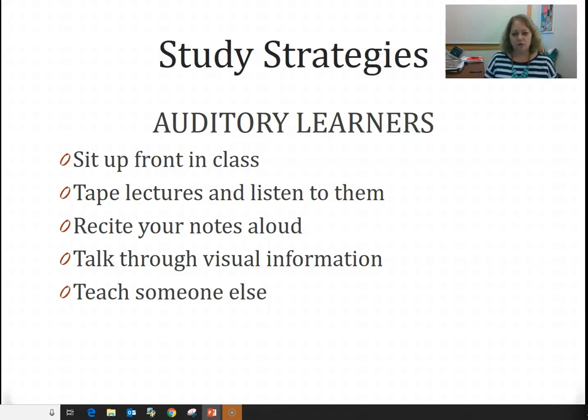Reciting your notes aloud, so reading your notes to yourself so that you, again, can process that information of what it is that you're taking in. Talking through visual information. So instead of, in your textbook, what I used to do is, sweet, there's a chart, I'm skipping it. Nope, you're spending time looking at that information and talking through it, okay? And then teaching someone else, like we talked about earlier with my student and his pups.